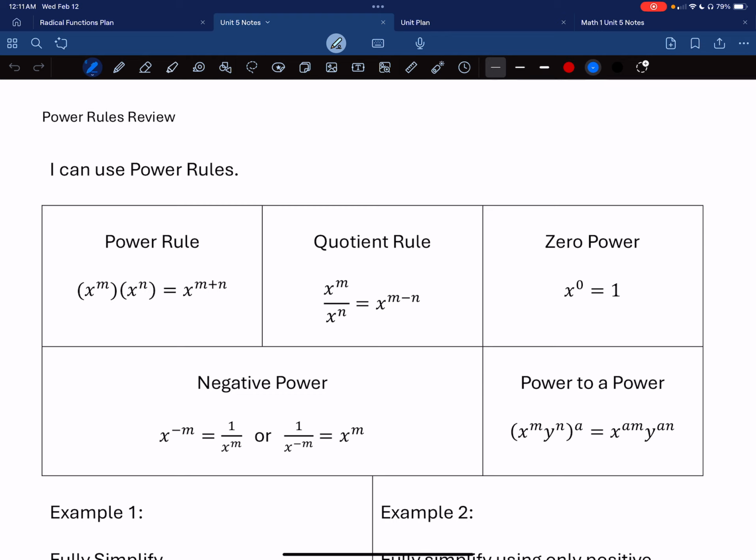Whenever you have the same base, different powers, and you're multiplying them together, you add the powers. With our power rule, you're adding our powers, right? If we flip it and do division, we're just going to subtract them, right? Anything to the 0 power is just going to be 1.